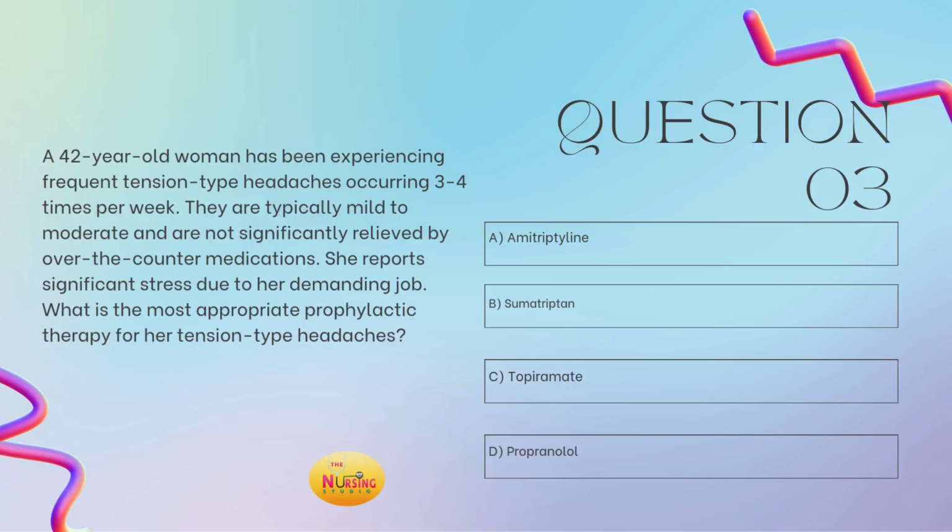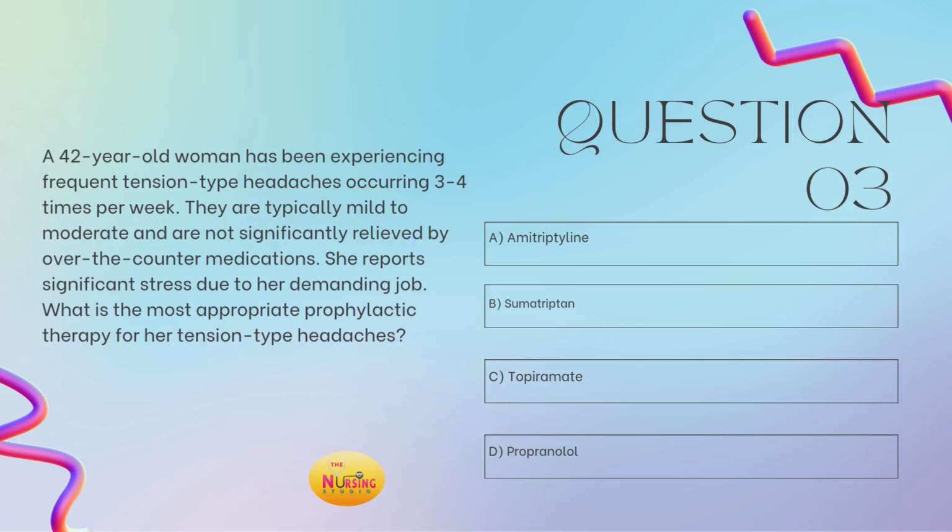And then lastly, question number 3. A 42-year-old woman has been experiencing frequent tension type headaches occurring 3 to 4 times per week. They are typically mild to moderate and are not significantly relieved by over the counter medications. She reports significant stress due to her demanding job. What is the most appropriate prophylactic therapy for her tension type headaches? Is it A, amitriptyline, B, sumatriptan, C, topiramate, or D, propranolol? Take a moment and tell me what you got, y'all.